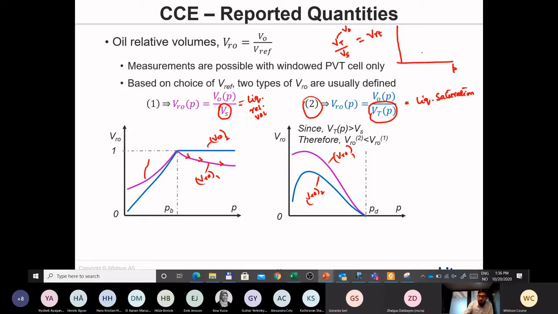So if I plot the same thing here, it will also look like this, and then you will have a sharp increase after the bubble point. So this is again representing this line. This will be similar to this line here, again representing the compressibility.